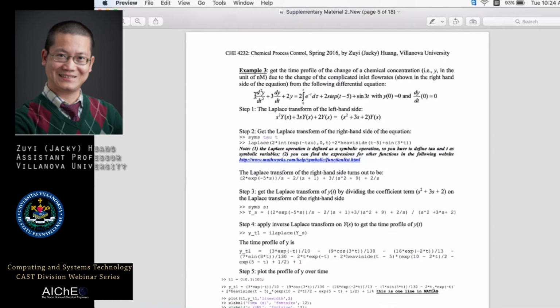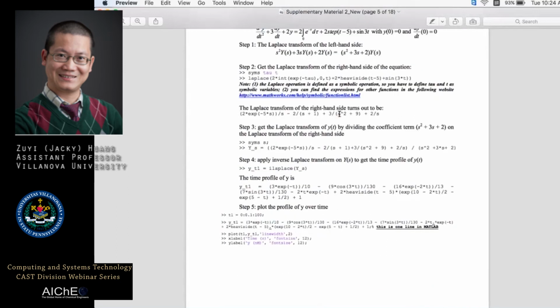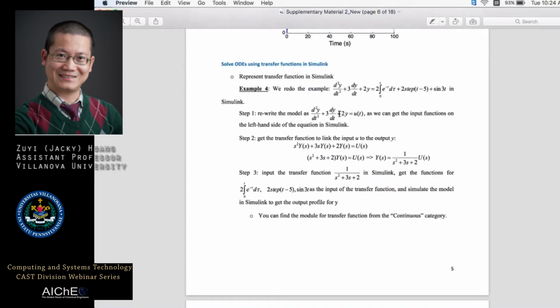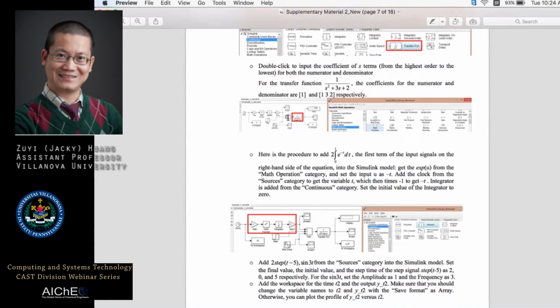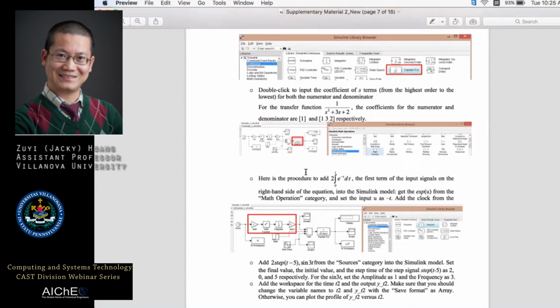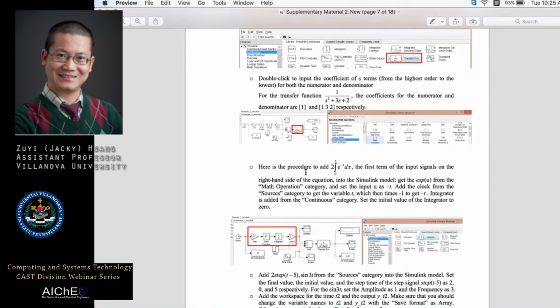In this approach we just type the code in the command window, and then I show the students another approach. Instead of solving the Laplace transform, we represent the model as a transfer function and we represent the input signal in Simulink, so that we don't need to do the Laplace transform of this input signal. So that's another approach to get the output without solving the inverse Laplace transform, in Simulink.